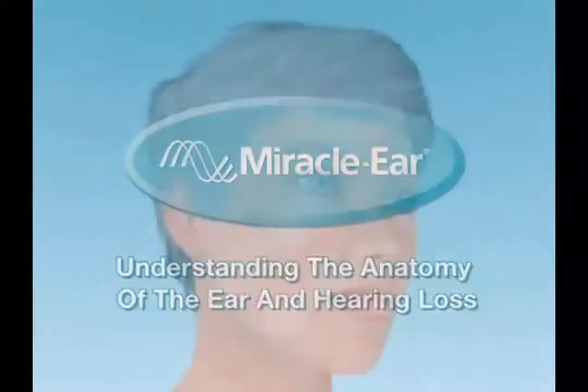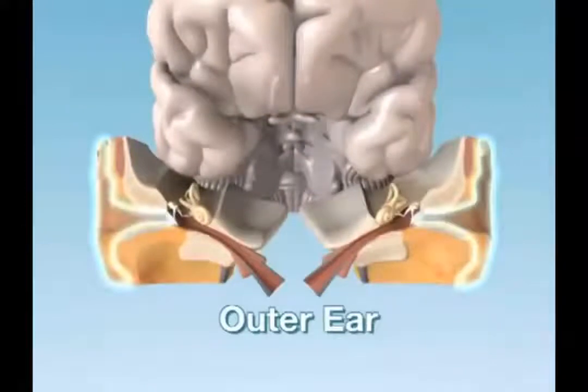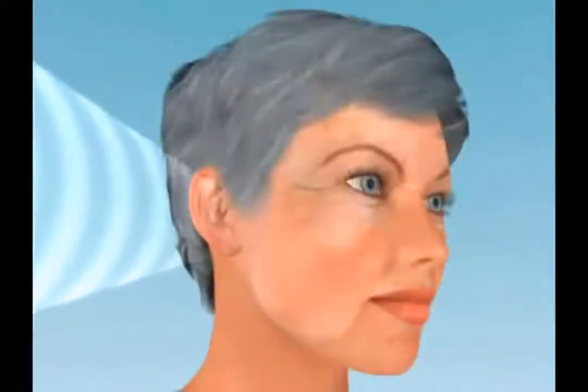Understanding the anatomy of your ear and how it works can help you better understand hearing. Our ears are comprised of three parts: the outer ear, the middle ear, and the inner ear. Each part plays a very important role in how we hear sound. Think of sound as a series of vibrations.